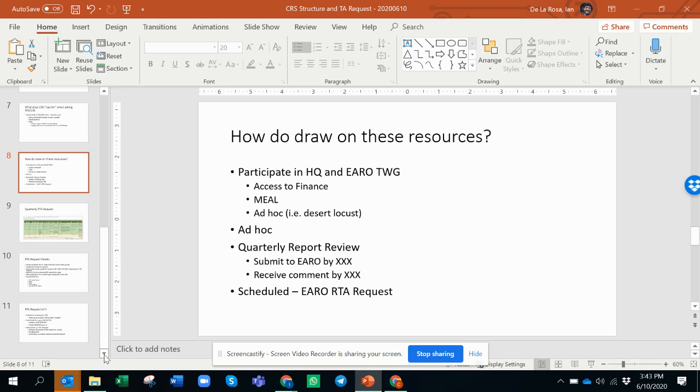So a couple of ways: you can always participate in either headquarters or EARO technical working groups. I'm just listing the most common ones here. There's an access to finance EARO technical working group. There's also a MEAL technical working group. There's actually some ad hoc ones. There's one right now on desert locusts. For ad hoc, we can always ask for support outside of this formal request. It's not a problem.